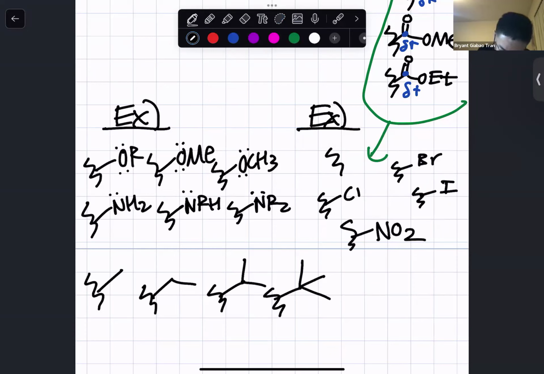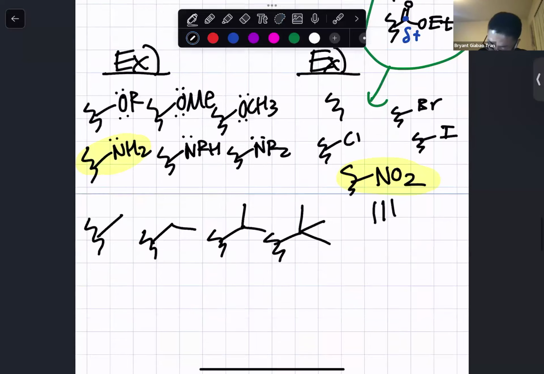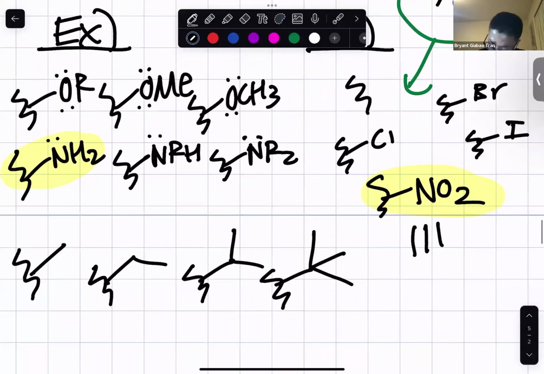NO2. This NO2 is different than NH2. NH2 is an EDG because it has a lone pair of electrons and is partially negative. For NO2 here, I'm going to draw out the whole Lewis structure to show why this is an EWG.